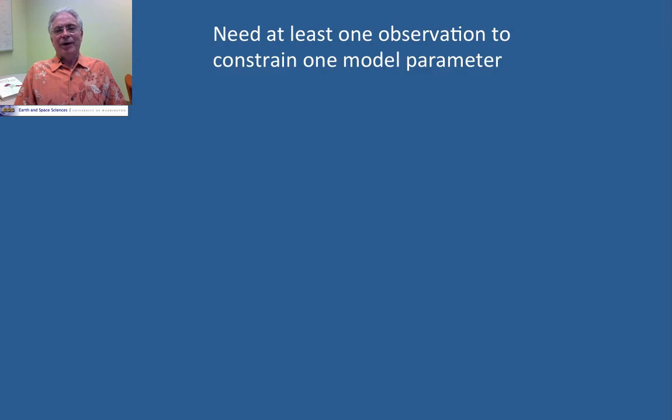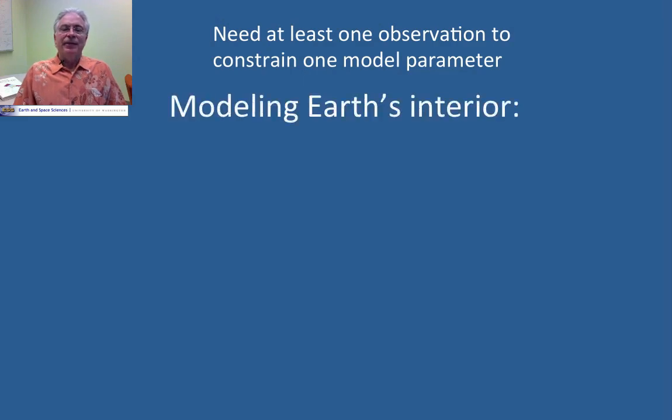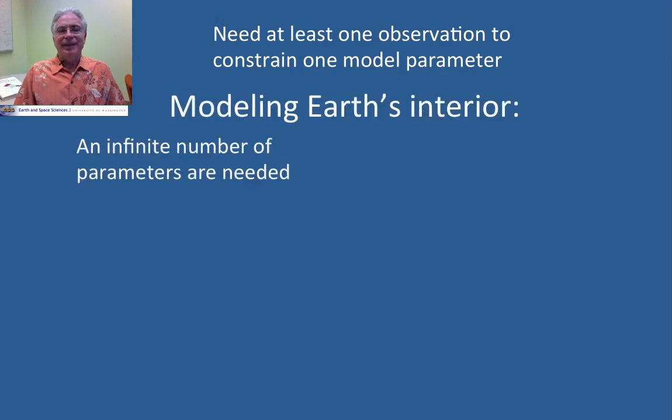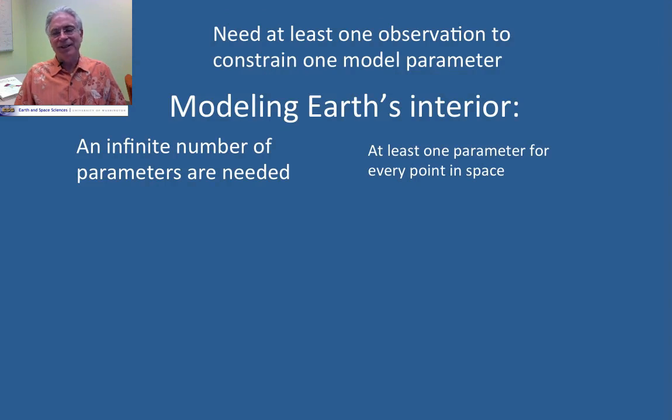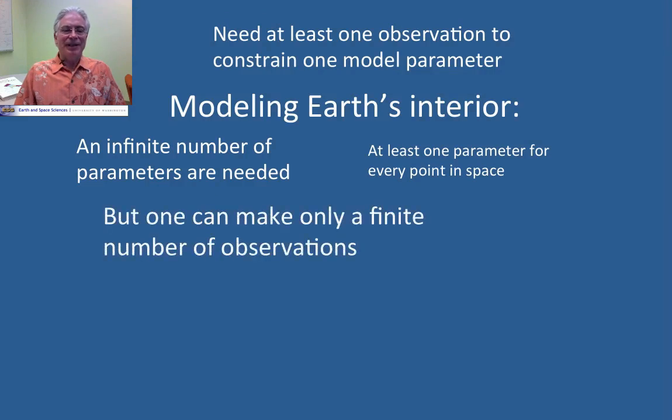A model requires parameters. Parameters require observations to constrain them. You need at least one observation to constrain one model parameter. If we are modeling Earth's interior, there are an infinite number of parameters needed, at least one parameter for every point in the space. Of course, you can't know the value at every point in space. One can only make a finite number of observations.